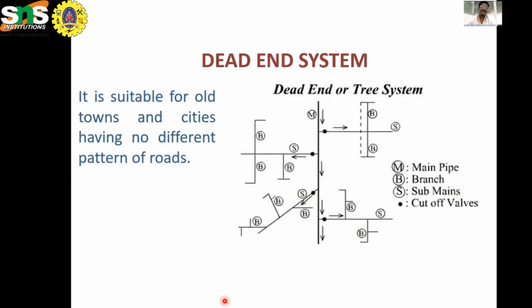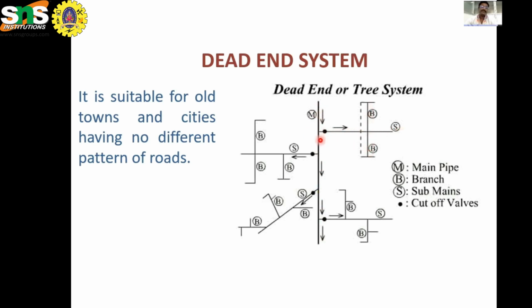So the first one is the dead end system. Dead end or tree system, another name of the system is tree system. This is a very old method, normally followed in old cities. We have the main pipe system, and from the main pipe we have the branch, the submain. From the submain we have the branch.